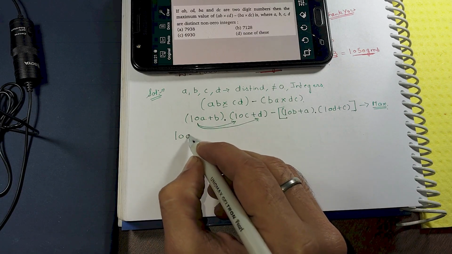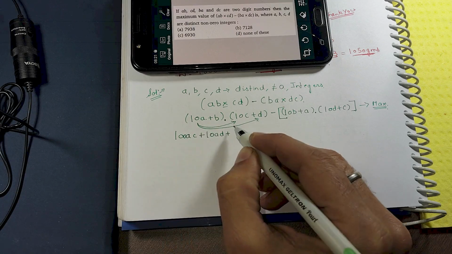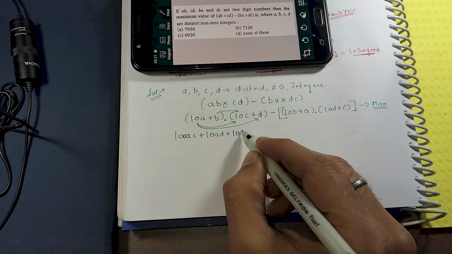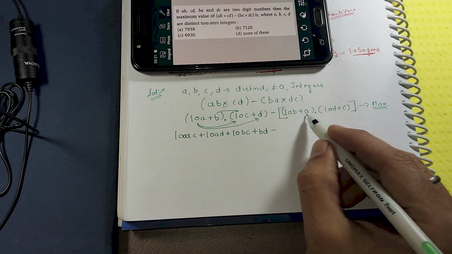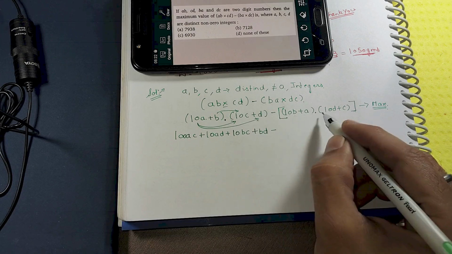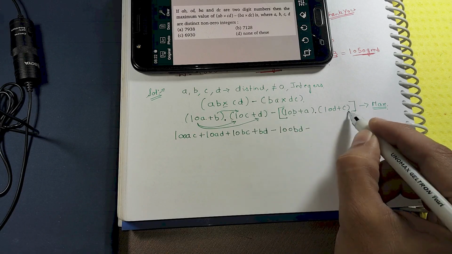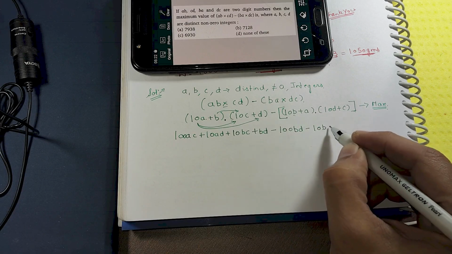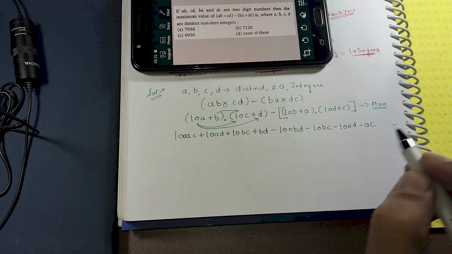So 100 AC plus 10 AD plus 10 BC plus BD, right? Now since all will give me positive terms, I am opening the brackets also. So this will be 100 BD minus 10 BC minus 10 BC minus 10 AD and minus AC, right?